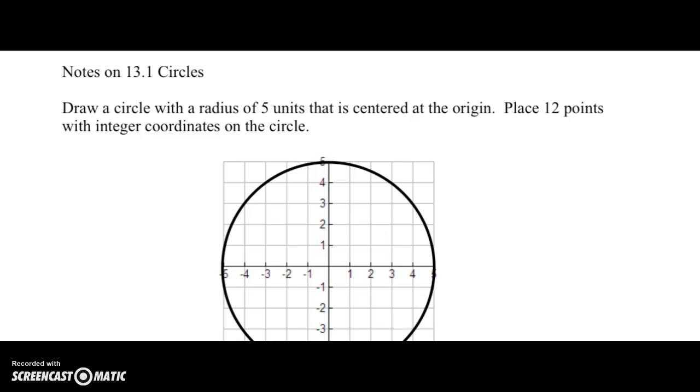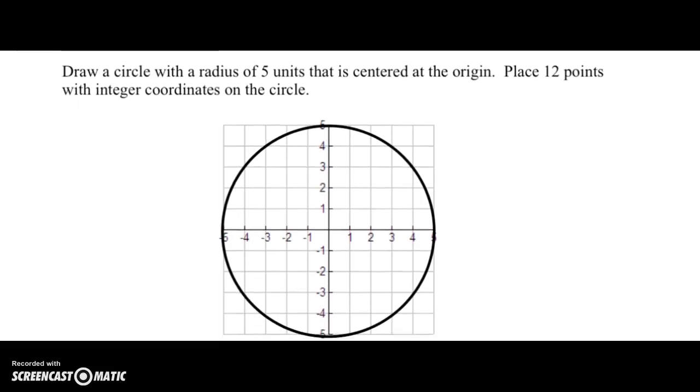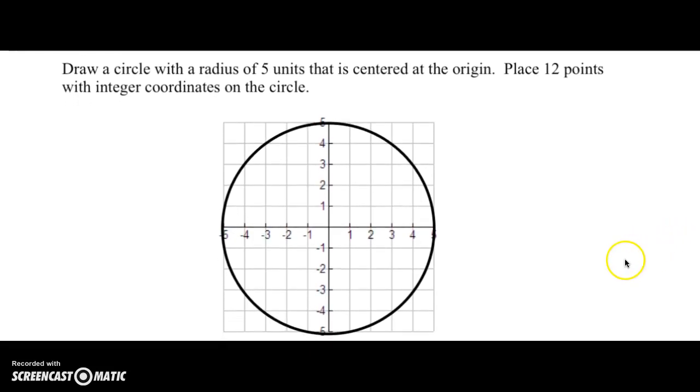In this lesson, we're going to learn about the equations of circles. To begin, let's draw a circle with a radius of 5 units that's centered at the origin. And I've done that. And we're going to place 12 points with integer coordinates on the circle.